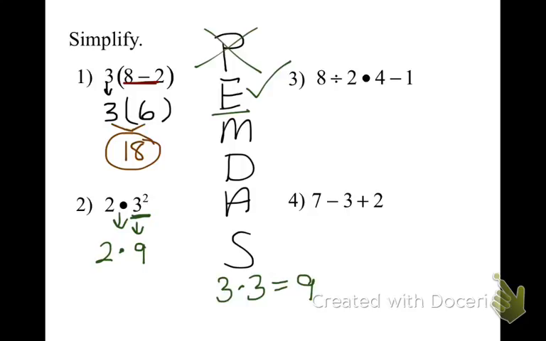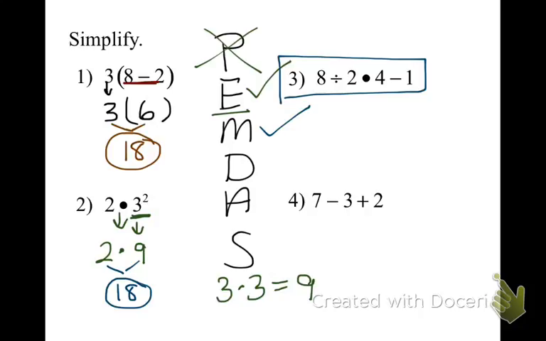Then, is there any multiplication? Yes, there is. What's 2 times 9? 18. 18 is my answer. Now, we're going to go ahead and solve number 3 together, so go ahead and write it down for me.